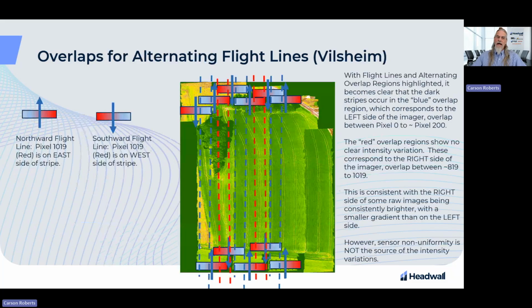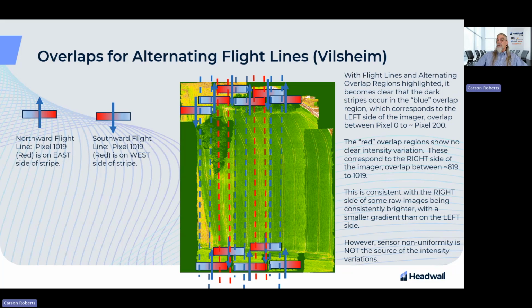So if we apply that to the data, it really looks like the dark regions we see are when the left side is overlapped by the left side, and that's what I've colored blue in here. And so each of these blue overlap regions, except for the first one here, where there wasn't a complete flight line before it, that's where we see these darker regions.